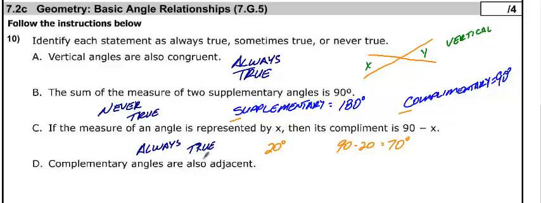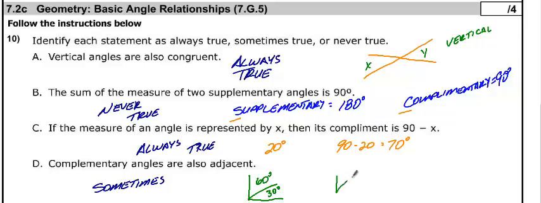And finally, complementary angles are also adjacent. That's a sometimes. So again, the definition for complementary or supplementary angles is that they can be adjacent, but they don't have to be. So if we look at complementary angles are also adjacent, we could have this where we've got 90 degrees and we have, say, 60 degrees here and 30 degrees there. That would be complementary because they total 90.